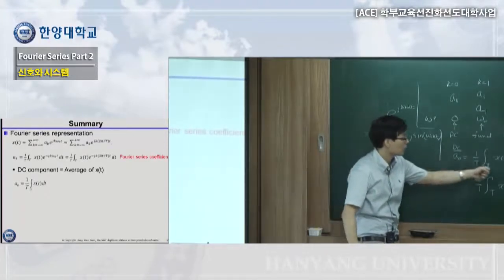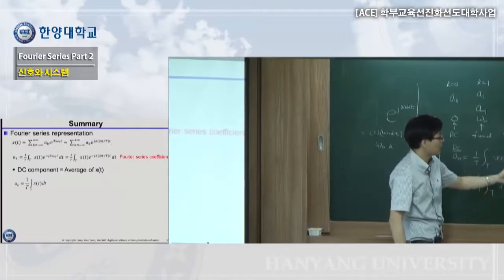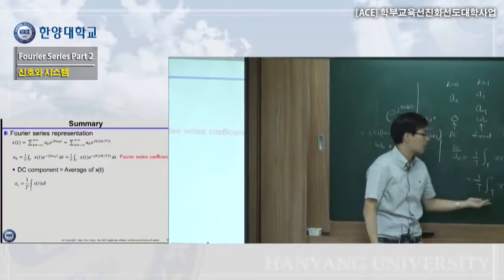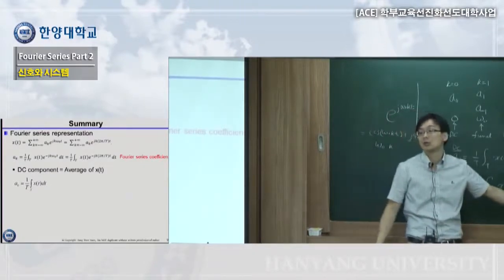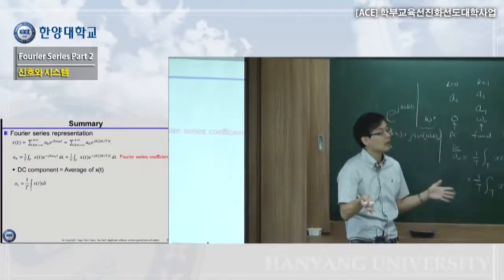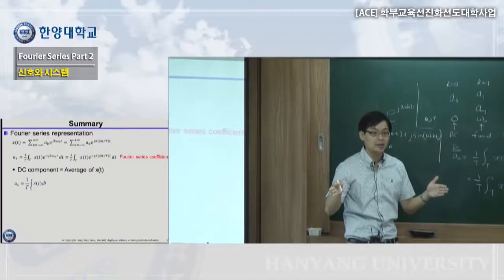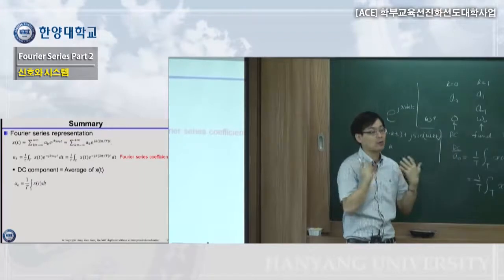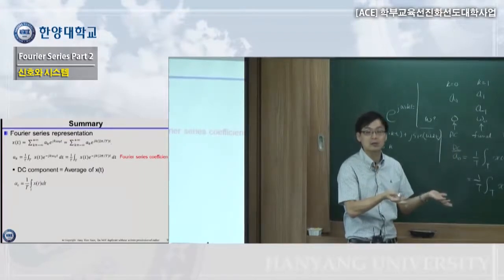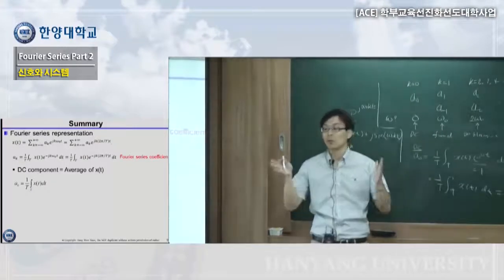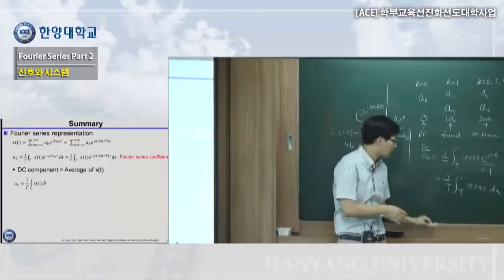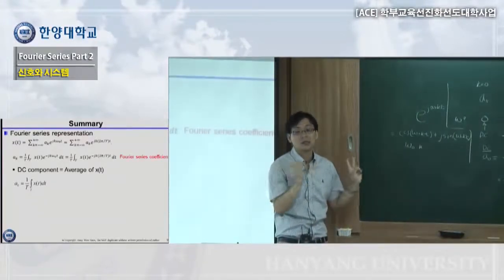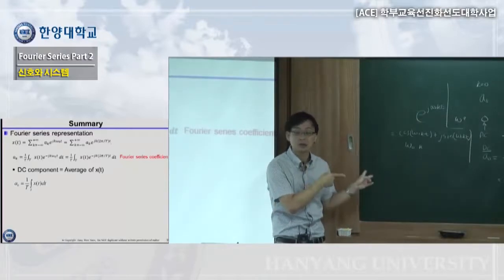Because frequency is 0, this exponential part will be 1. If you reorganize it, it will look like this, exactly the same form as the average. So we consider that the average of a periodic signal will be the DC component, or vice versa. If we try to find the DC component of a periodic signal, we just average it over one period. This is another interesting finding. Note that this is only valid for periodic signals.